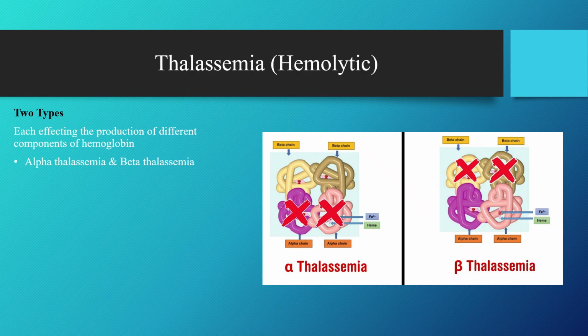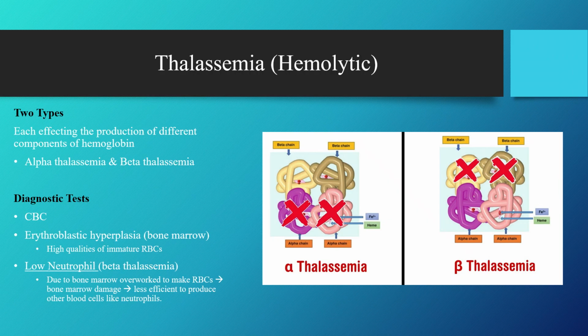Although this is a rare anemia, it is inherited. So lower hemoglobin in the RBCs. Again, we see that there are two different types of manifestations. Both can cause imbalanced production of hemoglobin, leading to a premature destruction. Testing for this is going to be CBCs, bone marrow, and then low neutrophils.